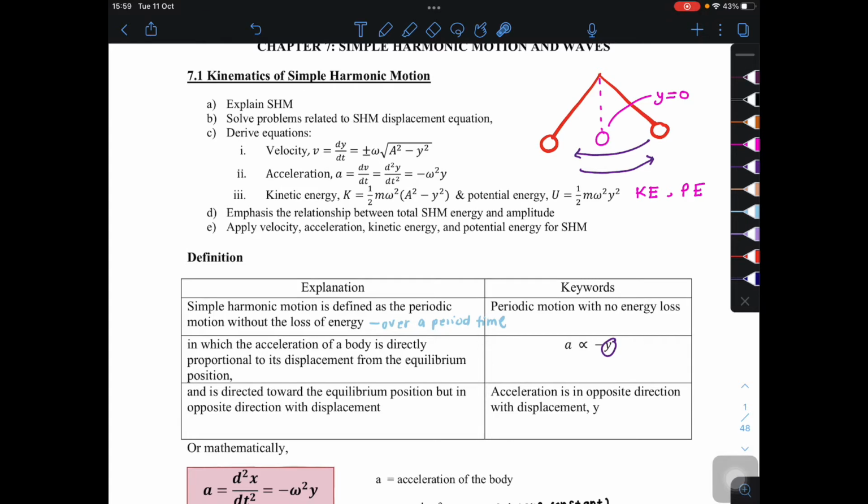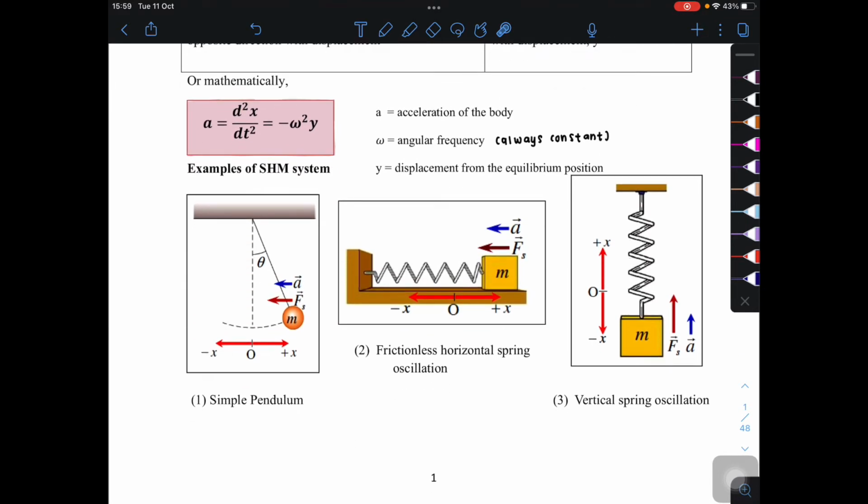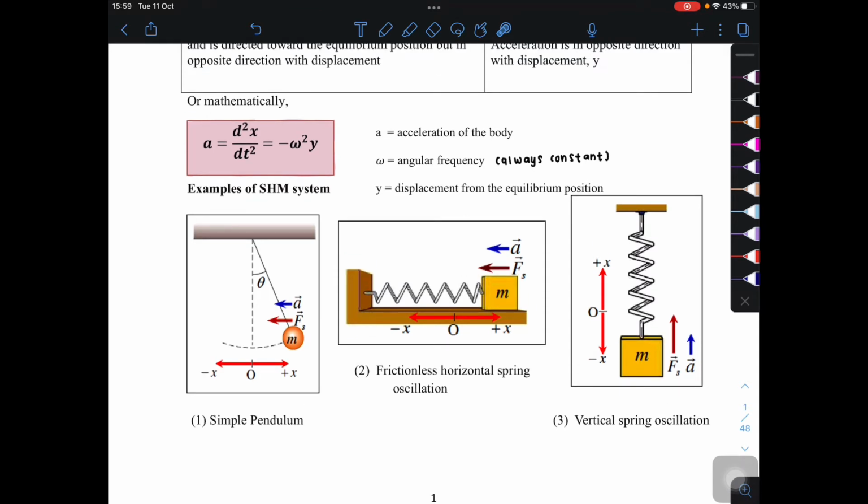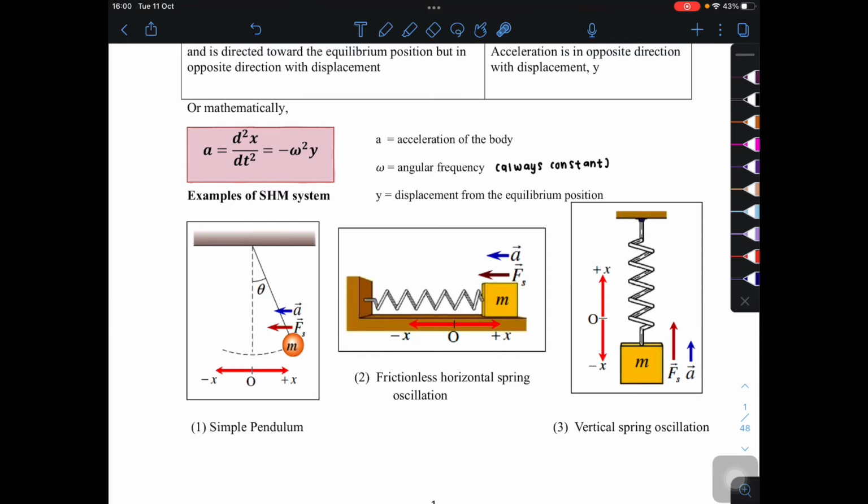on that object. Okay, so there are a few examples of simple harmonic here. This one simple pendulum yang kita buat before this. This one when we have a frictionless horizontal spring oscillation. Okay, so spring tu kita akan tarik dia with some sort of force. So dia akan move back and forth. So this is simple harmonic motion juga sebab dia akan keeps on repeating itself. And also vertical spring oscillation.